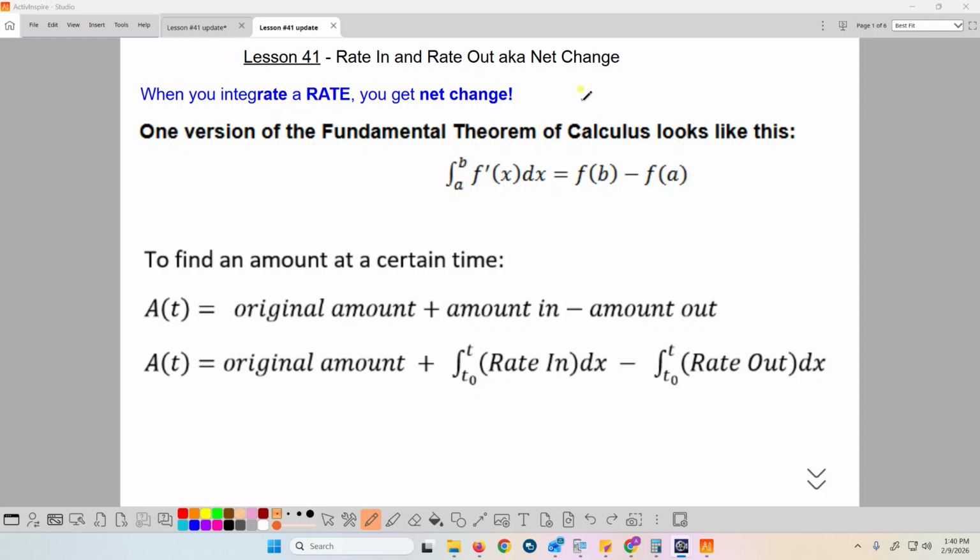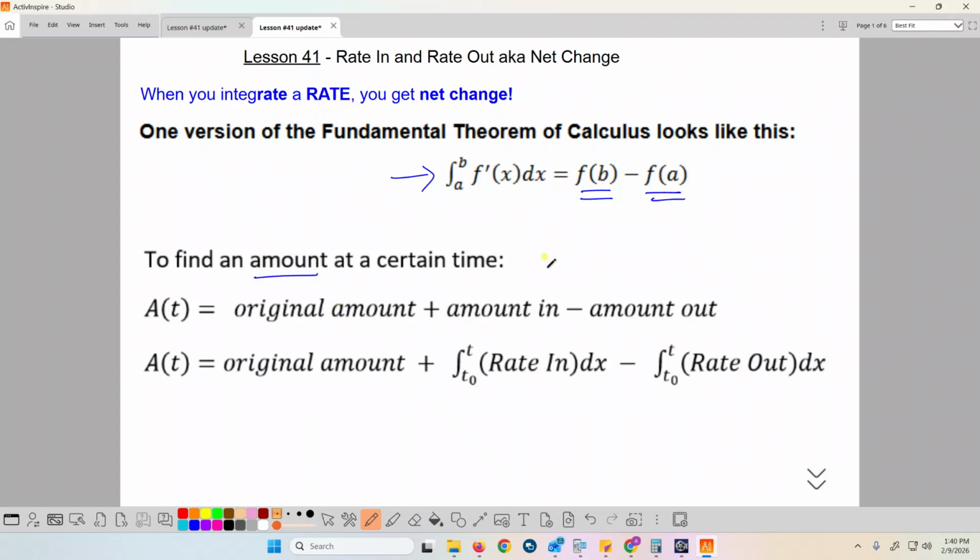All right, everyone, this is lesson 41, rate in and rate out, also known as net change. When you integrate a rate, you get net change, all right? So one version of the fundamental theorem of calculus looks like this. And you can see here, this is rate in minus rate out, all right?